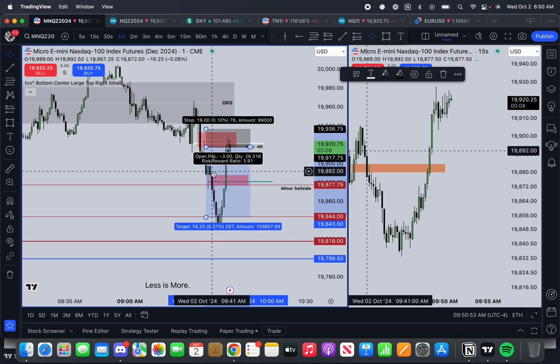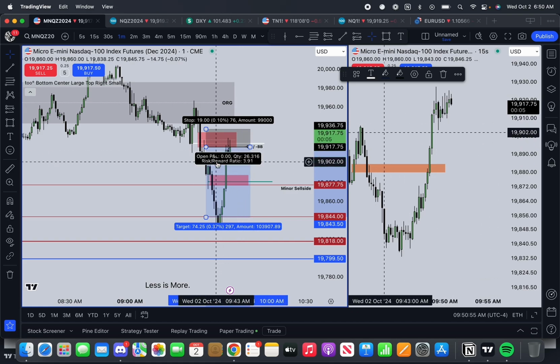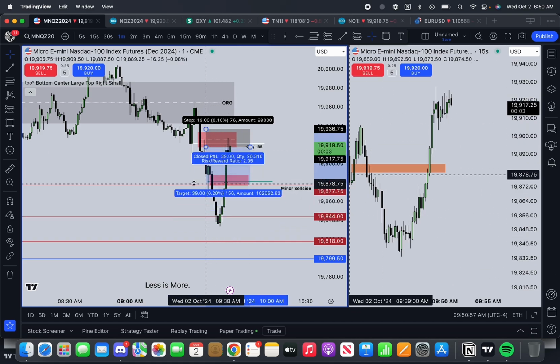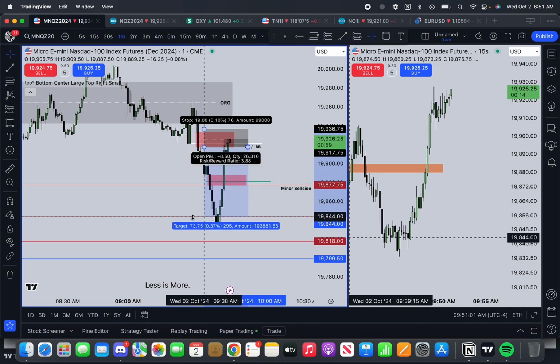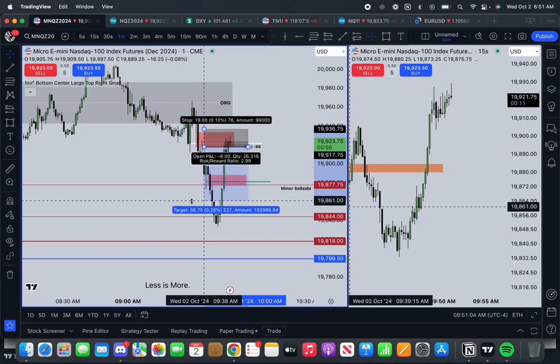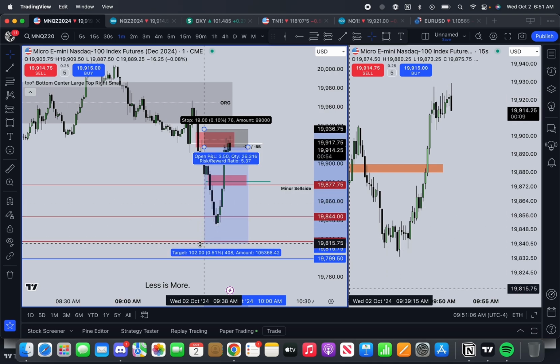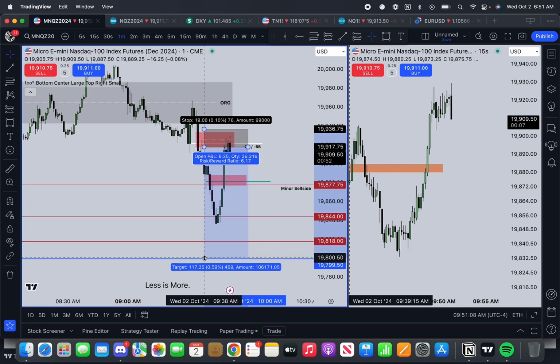Yeah, it was a 1 to 4 for like half my position, and then the rest got stopped out for a 1 to 1. So maybe like a 1 to 3 average for that trade. I was aiming for a 1 to 5, 1 to 6, but we never got it.